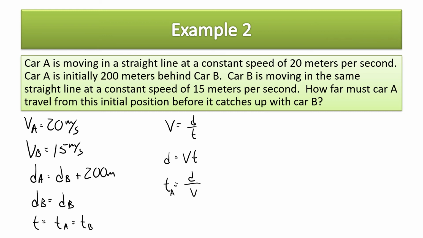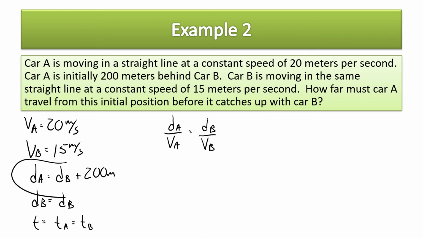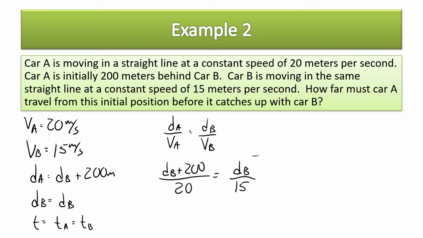And we could write it like this, and like that for car B, but since the times are the same, we can just set these two equations equal to each other. So that's where we'll start. Now, to continue doing the guess method, the next step is to substitute in our values. So for dA, we wrote an equation dB plus 200 over VA, we know is 20 meters per second. We don't know what dB is, but VB is 15 meters per second. And now we have one equation with one unknown, and we can solve for dB.